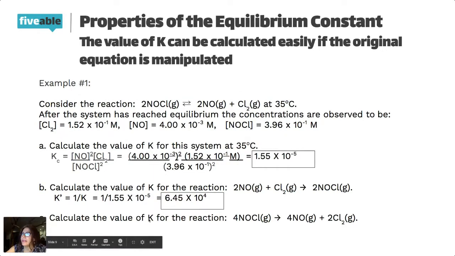And now here in letter C, they're asking us to calculate K for this reaction. And as we notice, the coefficients are different. How different? We will have to multiply the original equation times 2, right? So what do we do to the K? Correct. We raise it to the power of that. We're doubling, so we raise it to the power of 2 in this case. And that's how we solve this.